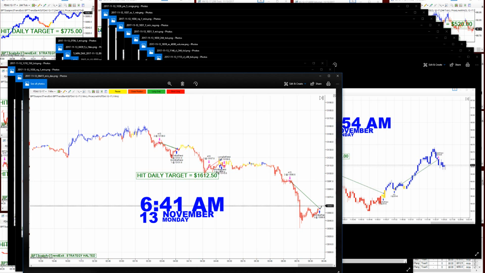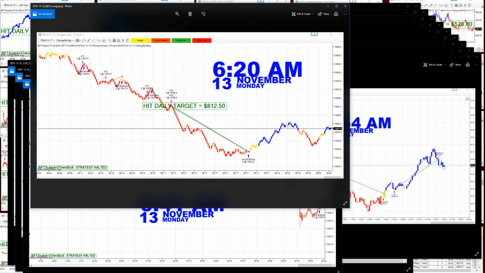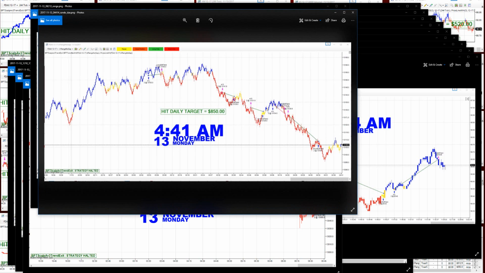DAX 641, we were done. DAX 3 range 620, we were done. DAX 4 range 441, less than an hour, we were done. This is an idea, folks.